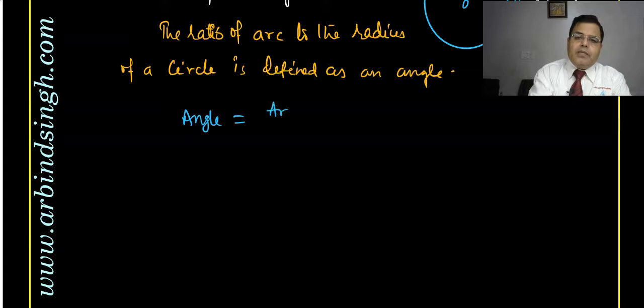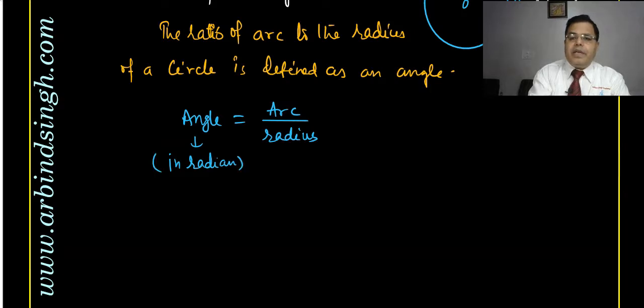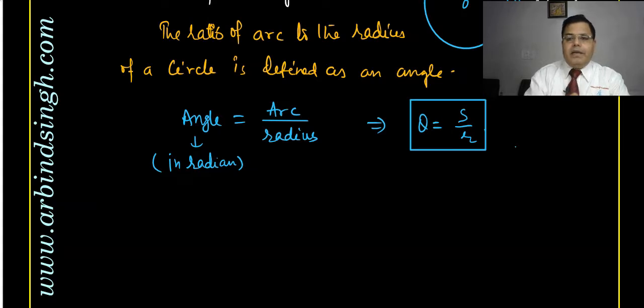Angle is arc upon radius, and the SI unit is what? Radian. So we can say that this angle must be measured in terms of radian. So angle theta is equal to S upon R, where S is the arc length. So this is what we have about angle.